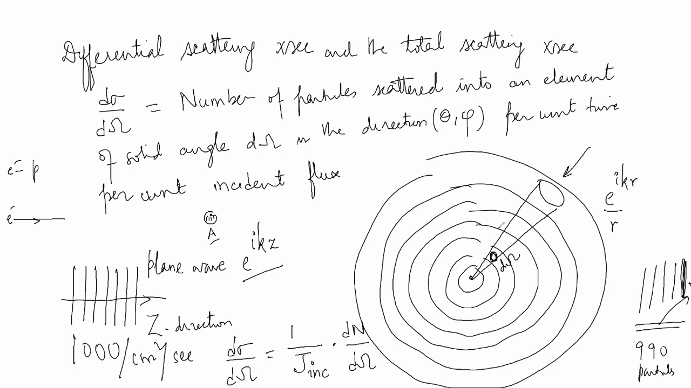Where they have got scattered, the answer to that is we don't know. Then what will I tell you? I will tell you that you put a detector at this place, say it is making a solid angle d omega with the scattering center, and then measure how many particles are coming to this detector. Is it clear?